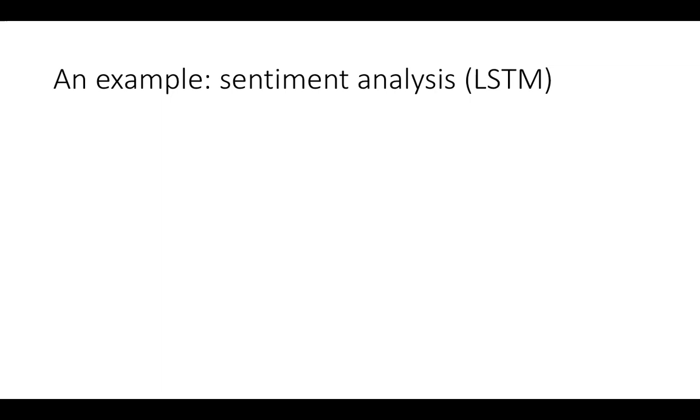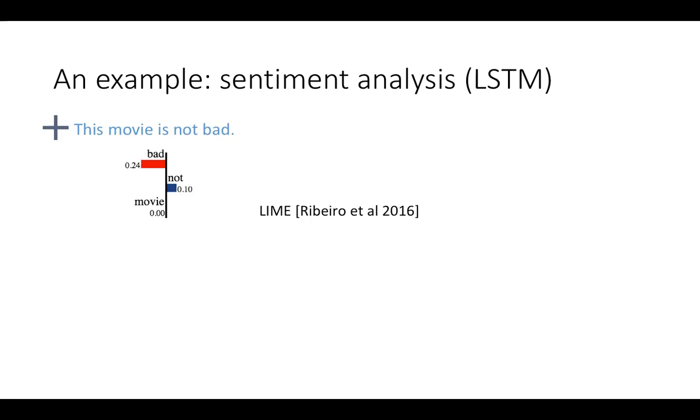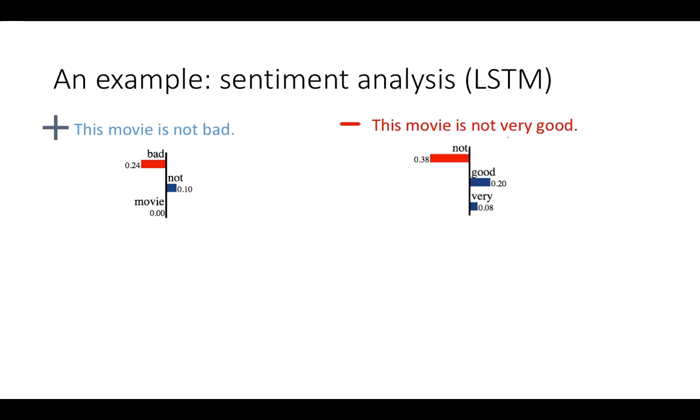Let's say there is a positive example like this: this movie is not bad. If you run LIME on this particular instance, you will get an explanation of this form. Now, let's take another example: this movie is not very good. The explanation that is generated here is like this. Now, here comes the problem. Can anyone tell me what, quickly?